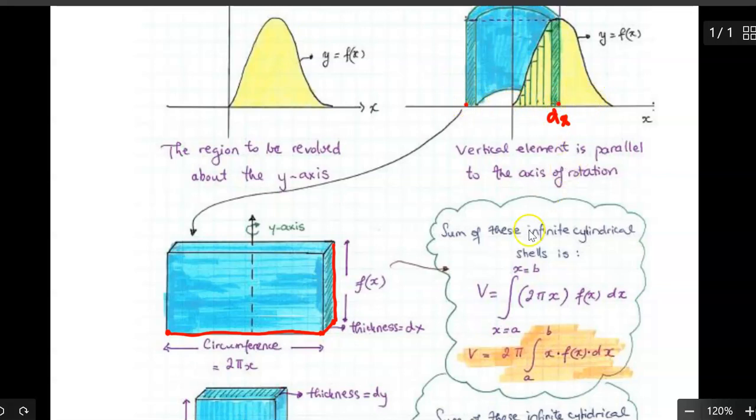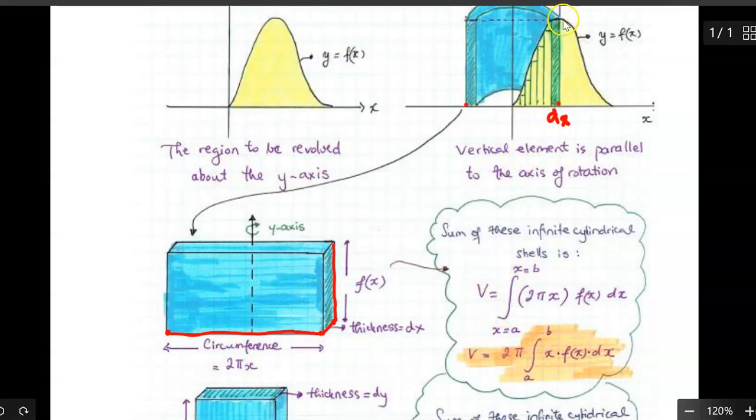For me to find the sum of the infinite cylindrical shells, I need to take the integral from x equal to a to x equal to b. The volume of one shell is 2 pi x times f(x) times the thickness dx, but I need to find the volume of all of these infinite shells, which depends on the function f(x) right here. So the formula 2 pi x times f(x) times dx is the volume of one cylindrical shell itself, but I have to find the infinite sum of these shells, so I have to apply the integral.